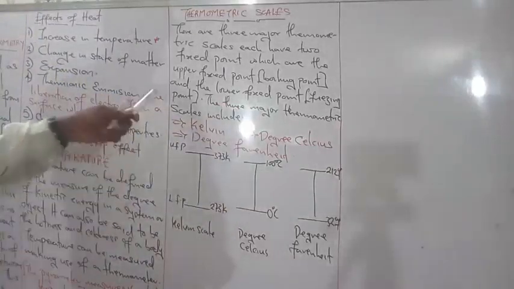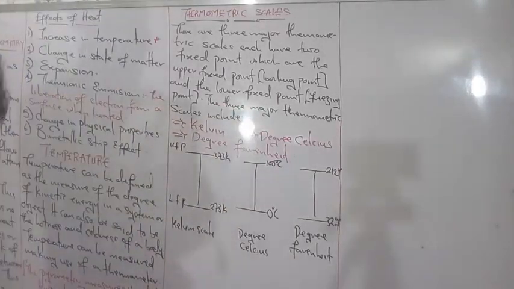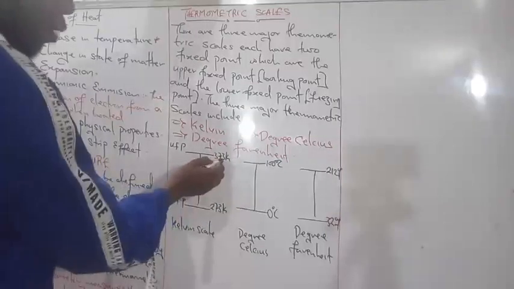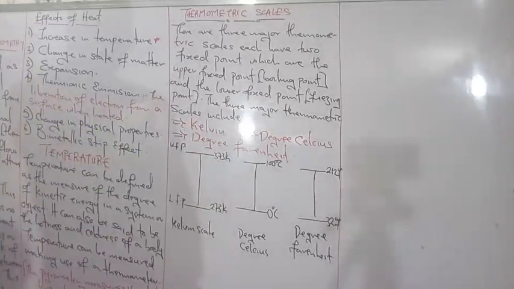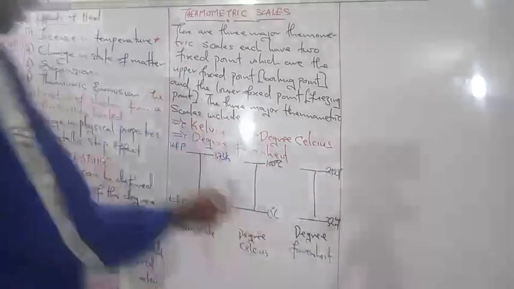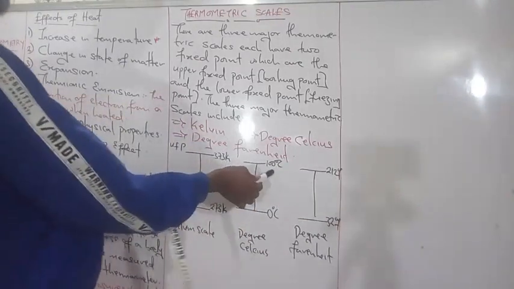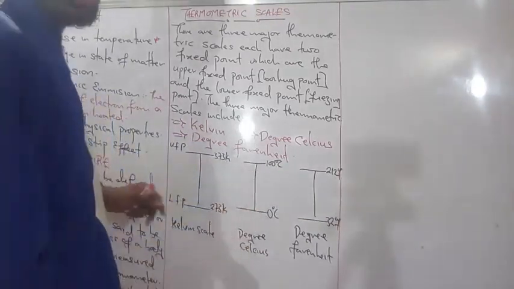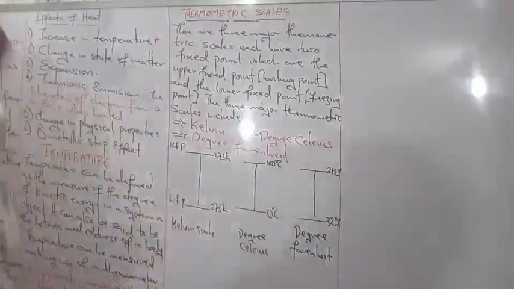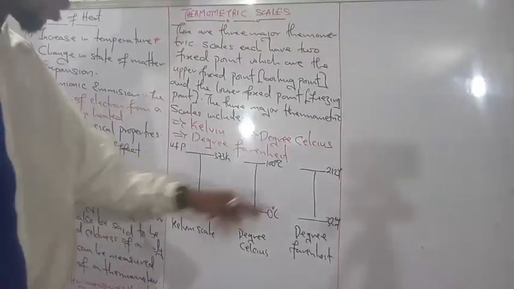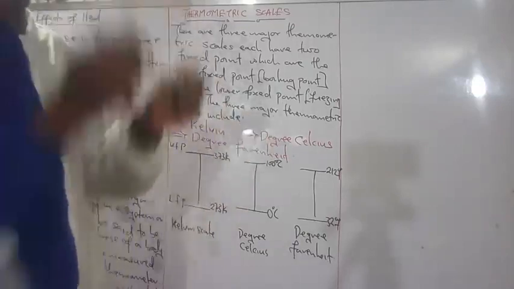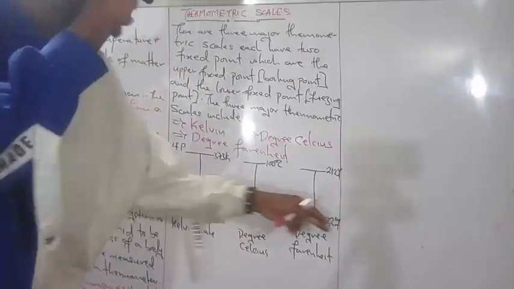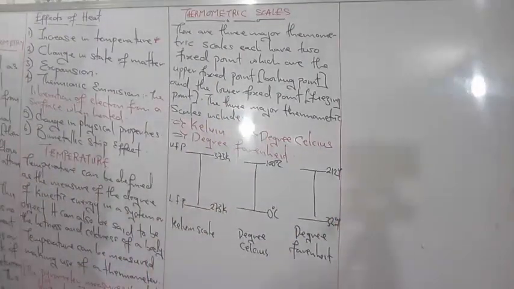The interval is the subtraction of the lower fixed point from the upper fixed point. By the time you take the upper fixed point minus the lower fixed point of the Kelvin scale, you'll be getting the interval of the Kelvin scale. This also means that 373 Kelvin is the same thing as 100 degrees Celsius, which is the same thing as 212 degrees Fahrenheit. Same thing with the lower fixed point: 0 degrees Celsius is equivalent to 273 Kelvin and also equivalent to 32 degrees Fahrenheit.